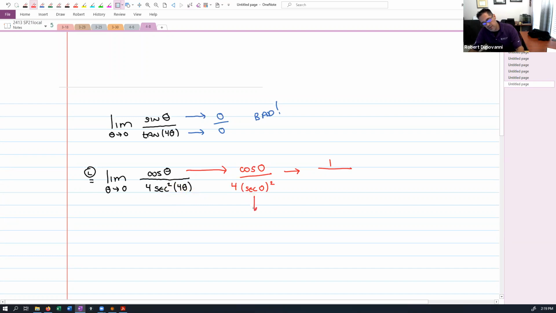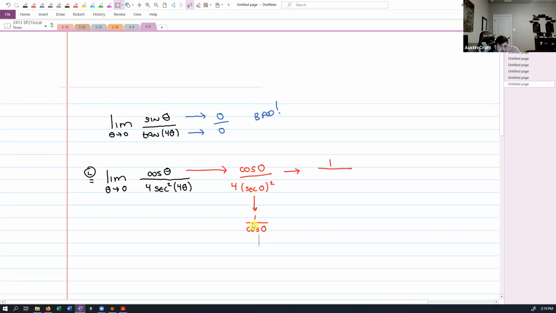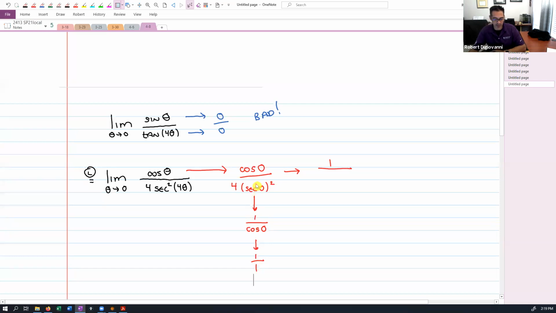What is secant of 0? Well, secant is 1 over cosine, isn't it? So isn't that 1 over cosine of 0? And cosine of 0 is 1, so that's 1 over 1. So that's just a 1 down here. So this is 4 times 1 squared, that's just 1/4, which is what you would have gotten had you gone through all that other work of trying to figure out what to include.